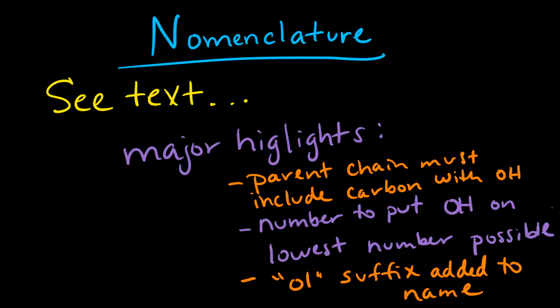As far as nomenclature goes, you'll probably need to read through the text for the details, but the major points about naming alcohols is that the parent chain that you choose must contain the carbon that has the hydroxyl group. And then you want to actually number the chain in such a way that the hydroxyl group is on the lowest number possible. And then finally, you put an OL ending at the end of the name to indicate that the species is an alcohol.